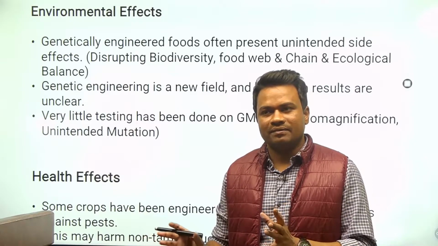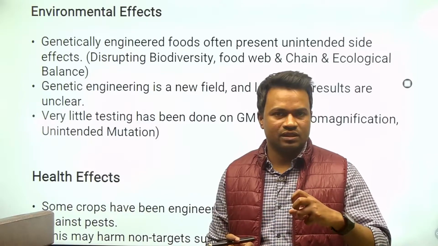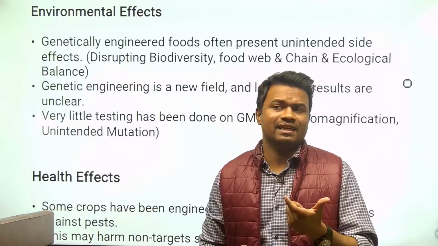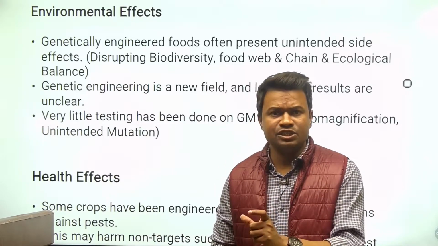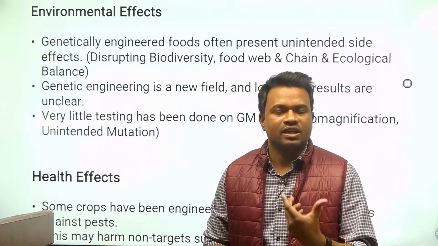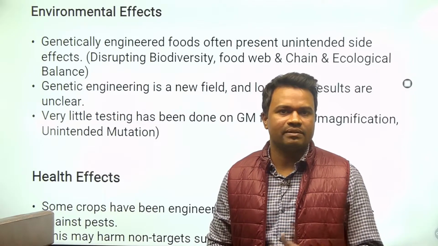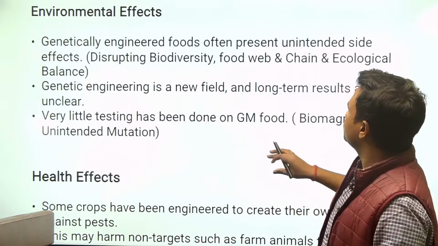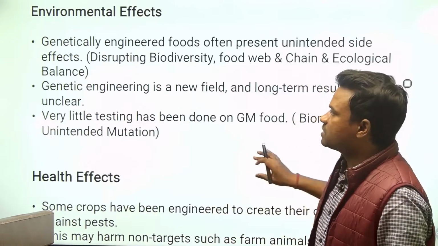Suppose a genetically modified variety does not fulfil the requirements of the dependent organisms. Then there may be chances that those dependent consumers' food will be hampered, so their growth, their productivity, and their entire lifespan may be hampered. So this is how it can disrupt the biodiversity, food web or food chain, and ultimately lead to ecological imbalance. So this is the issue.